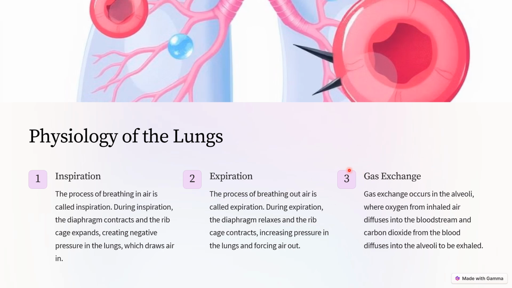Next is gas exchange. Deep inside, this process is happening. Gas exchange occurs in the alveoli, the structures which we just covered in the anatomy of the lungs. These alveoli are responsible for gas exchange, where the oxygen from the inhaled air diffuses into the bloodstream and carbon dioxide from the blood diffuses into the alveoli to be exhaled by the process of expiration which we just discussed.